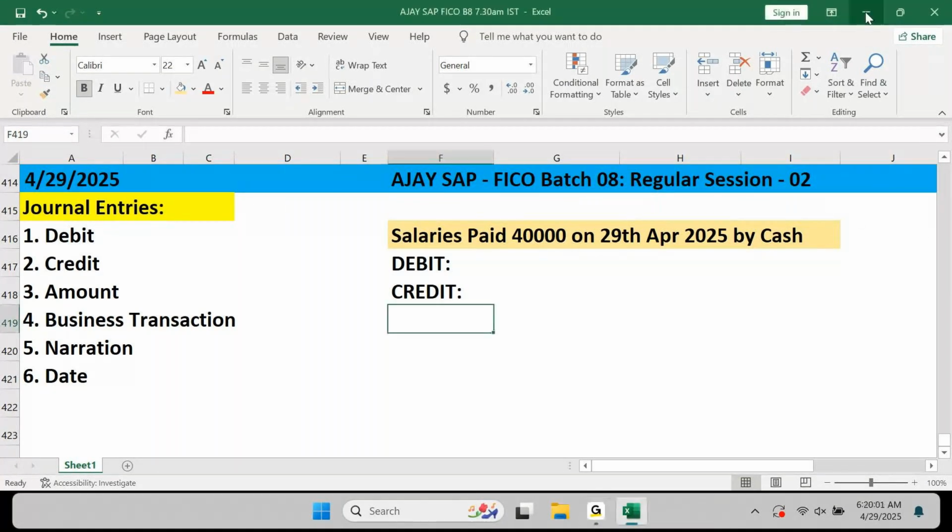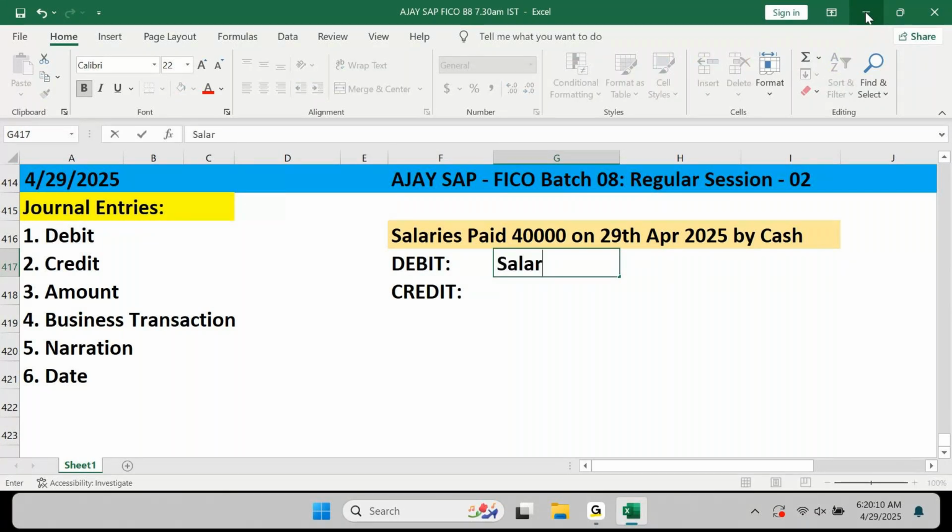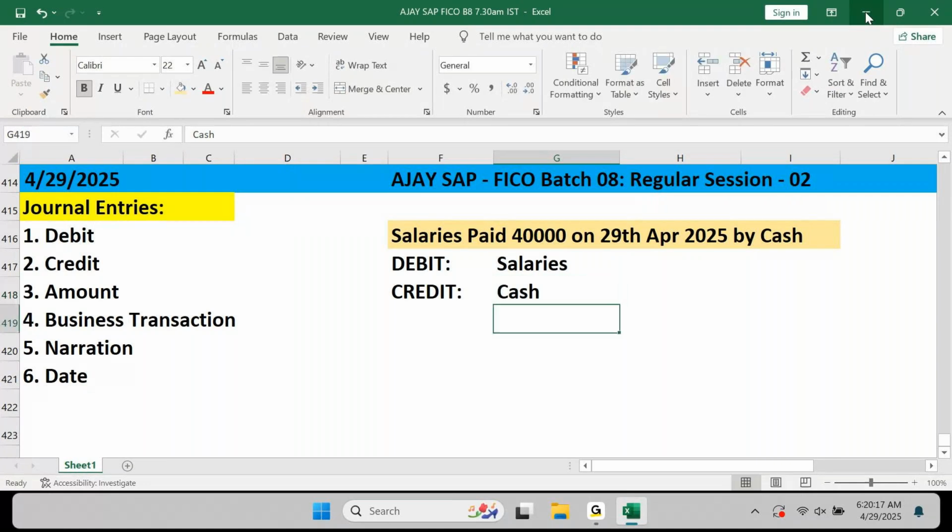Okay. Now from this, if I have to write the debit and credit, debit will be which account? Salary account. Salaries will be debit, credit by cash. I will put the cash account. Then I will take the amount on the debit side, amount on the credit side. I need to take 40,000 here, 40,000 here. Is this correct?